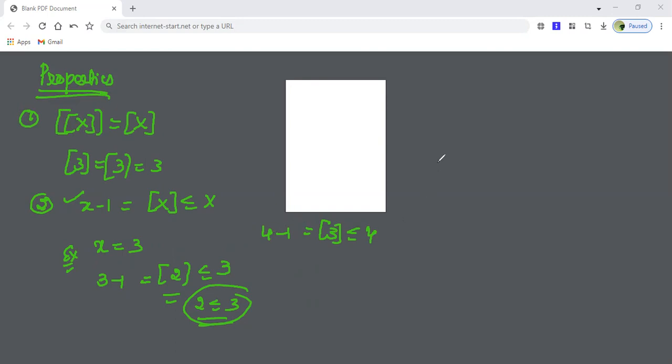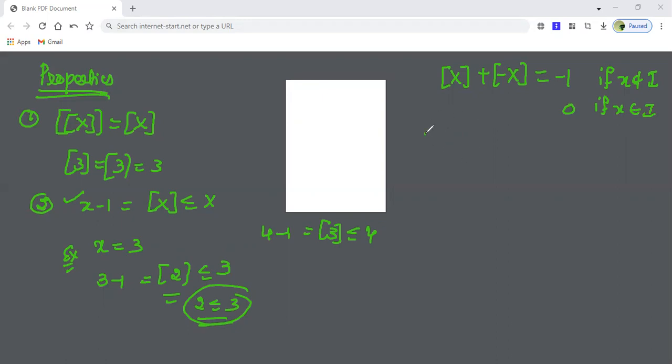And similarly, the third property says that the greatest integer function of x plus the greatest integer function of minus x will be equal to minus 1 if x does not belong to the integers, and it is equal to 0 if x belongs to the integers. So what do you mean by this?